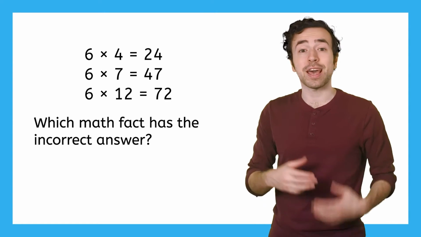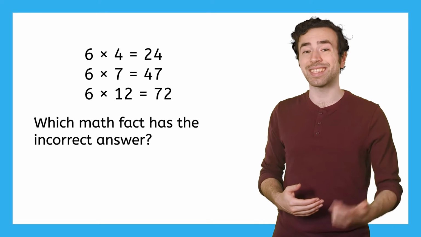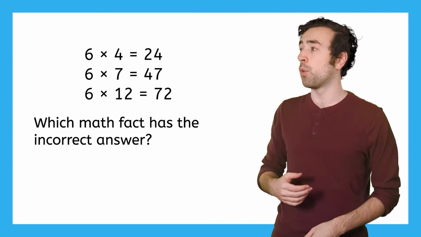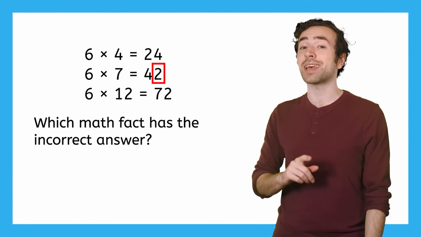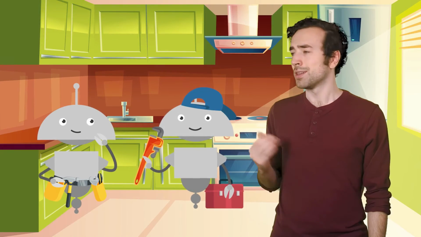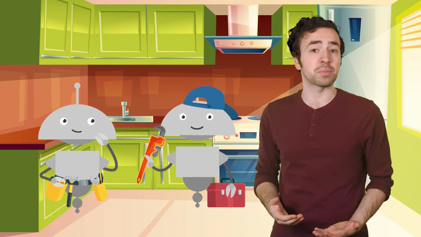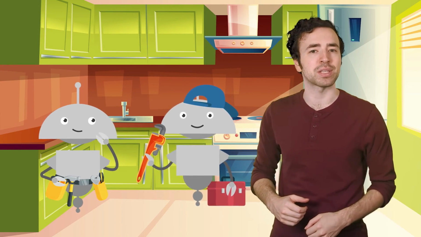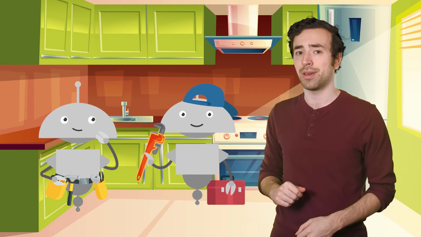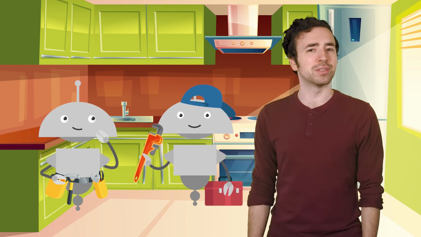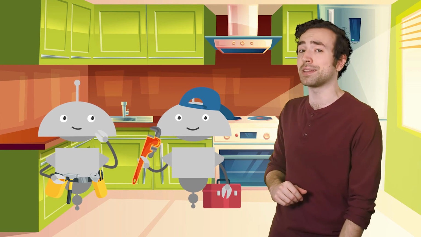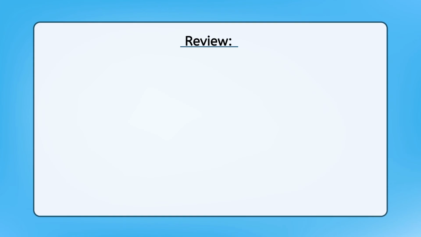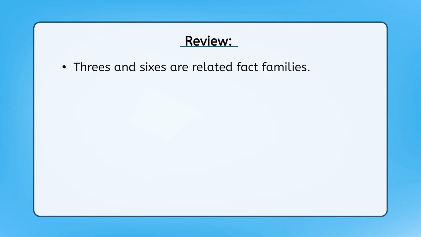Our pattern tells us that multiples of 6 should end in 6, 2, 8, 4, or 0, not 7. 6 times 7 is actually 42. Noticing these patterns and discovering how these numbers are connected can help build our number sense and our confidence in math. So, what have we learned today, besides the fact that Felix is fabulous at fixing faulty pipes and finding patterns? Well, now you know that 3's and 6's are related fact families.